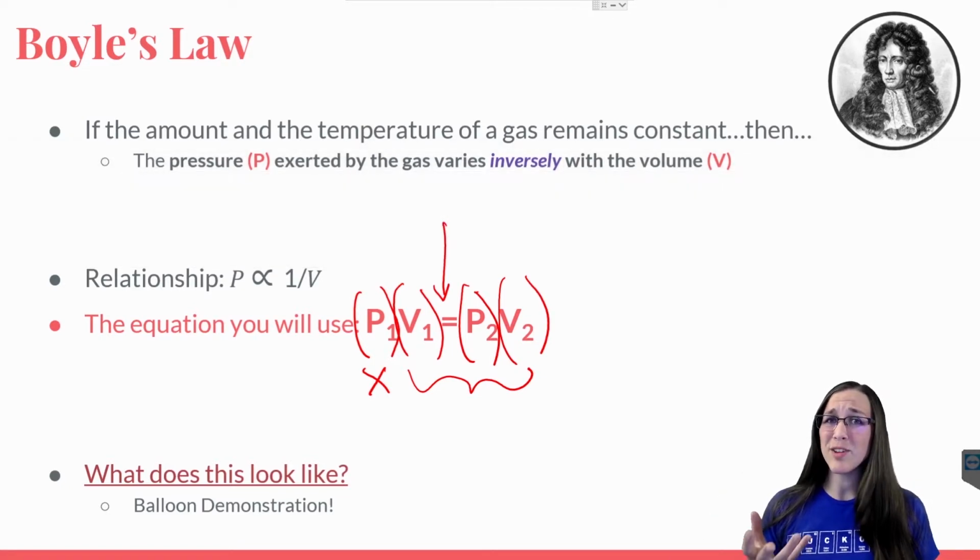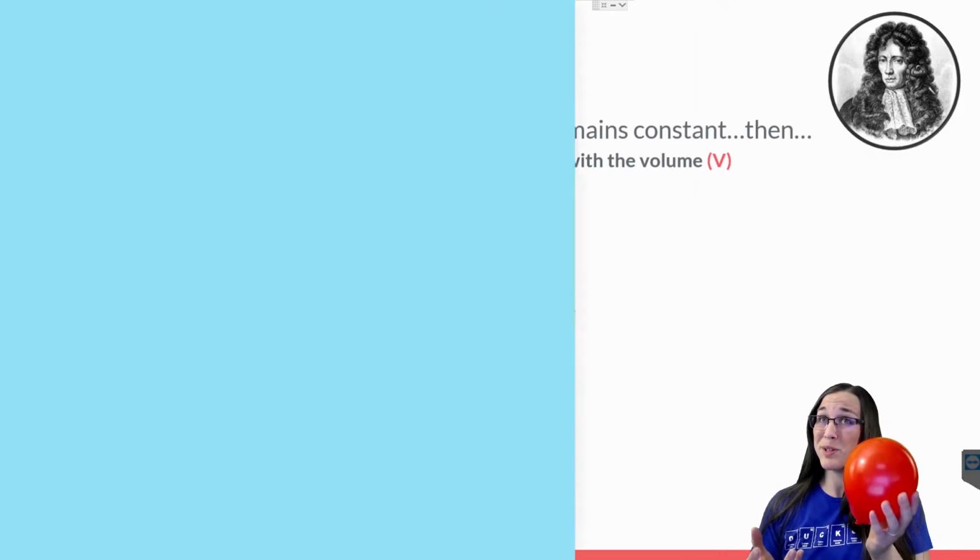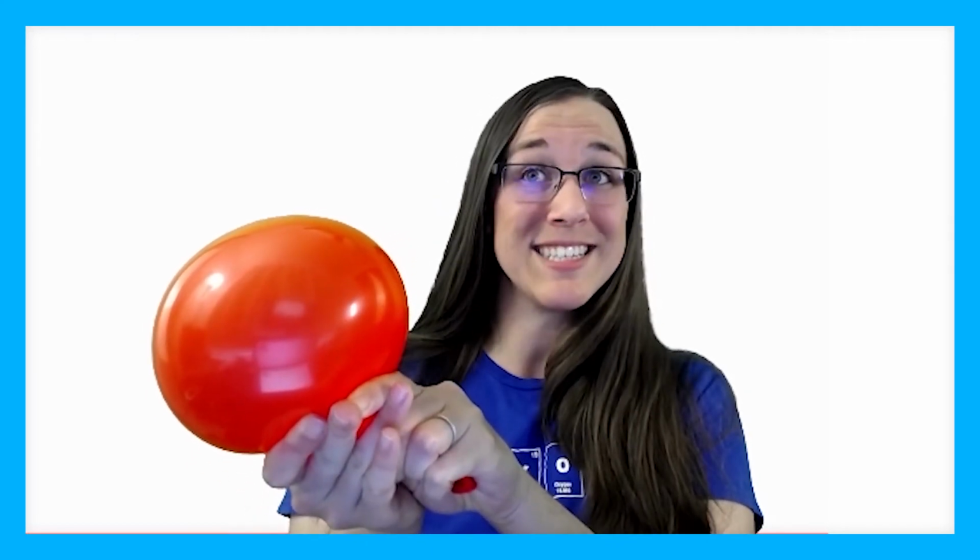So what does this concept look like? Let's see it with an actual balloon. This balloon currently has a specified volume. If I was going to change that volume by, say, compressing one end of the balloon, we can clearly see that the pressure goes up on the other side of the balloon as the latex expands.